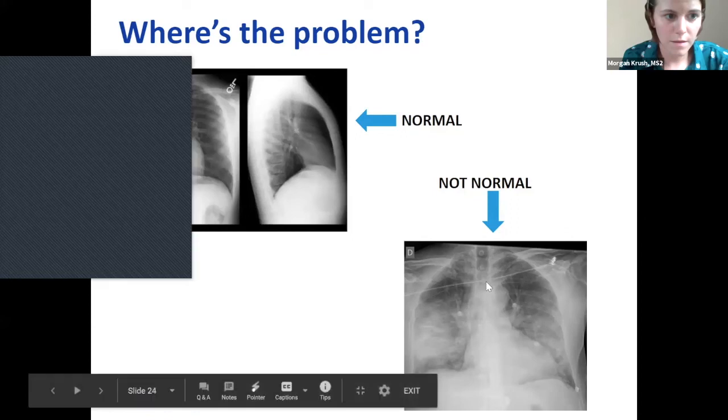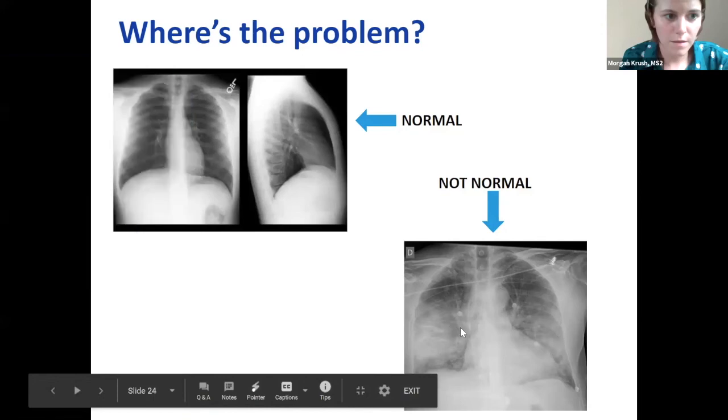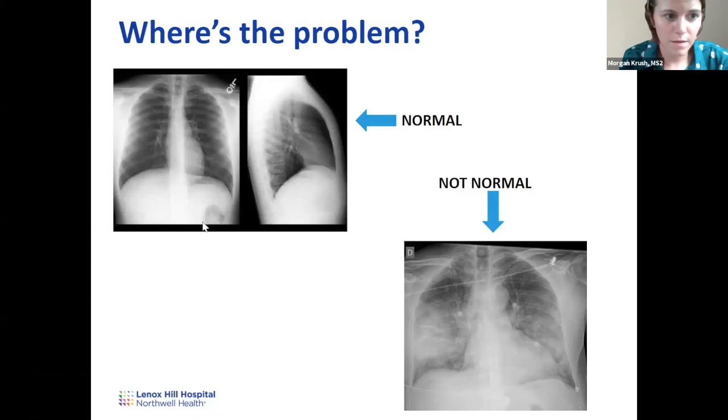So basically you can see just diffuse consolidations all throughout the lungs. So this is not localized to a specific lobe. It's kind of all over. So that's more of a diffuse process. And diffuse just means throughout the whole lung.